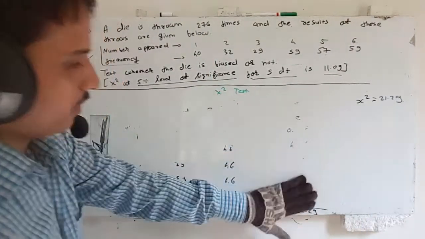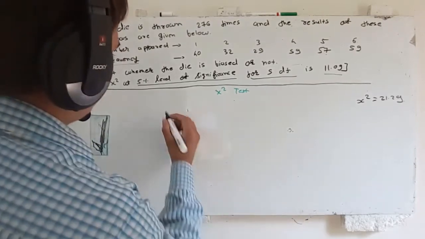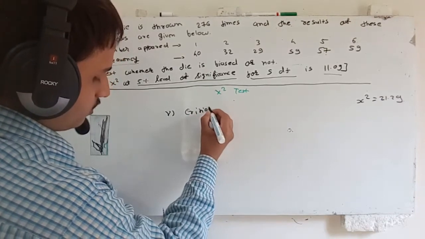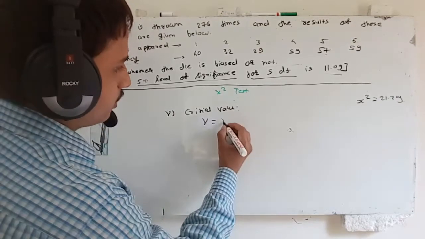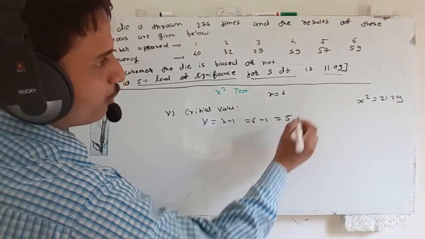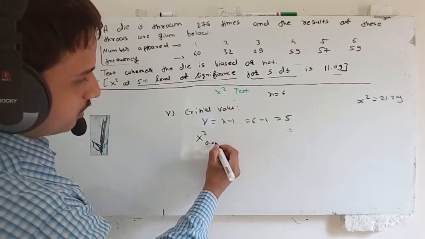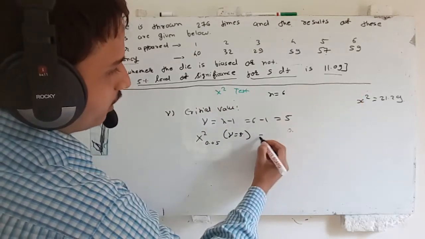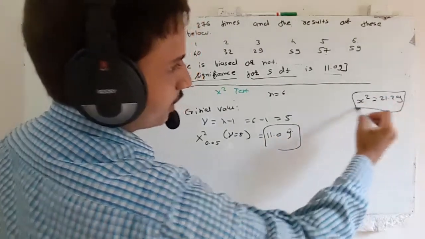Now we will move to step number 5, that is critical values. First we'll calculate the degrees of freedom. It is n minus 1. So in total there are 6 numbers, n is equal to 6, and 6 minus 1 is 5. So we have 5 degrees of freedom. And for 5 degrees of freedom and 5% level of significance, for v equal to 5, the chi-square value is given as 11.09. Now this value is less than the value of chi-square that we have calculated.